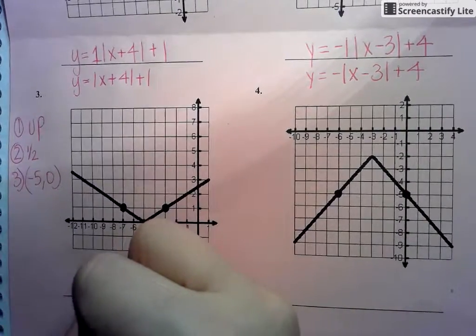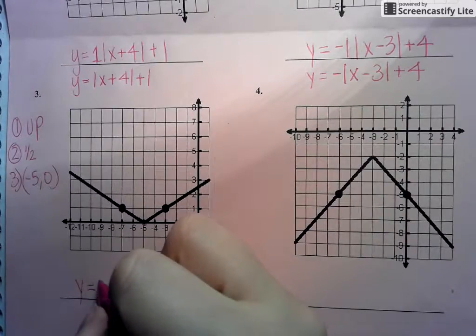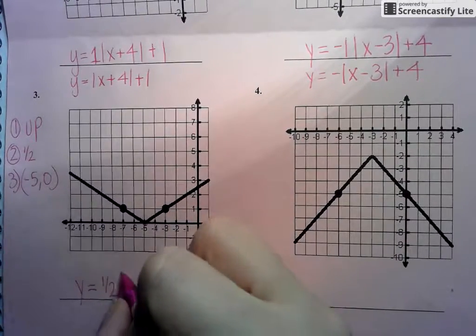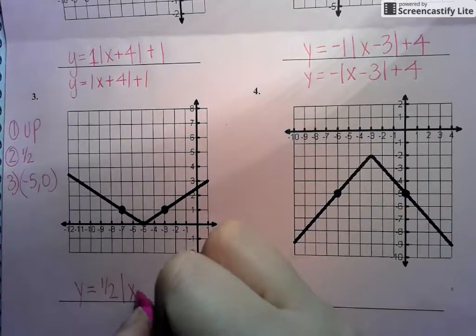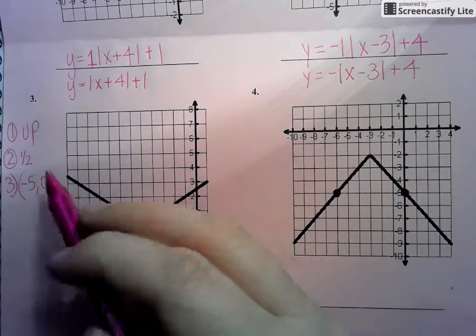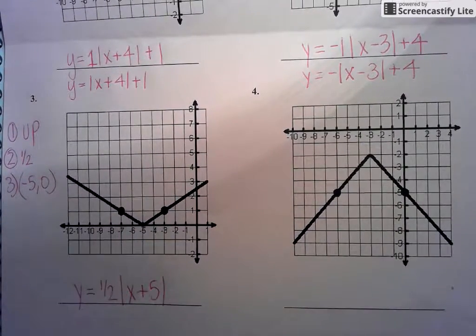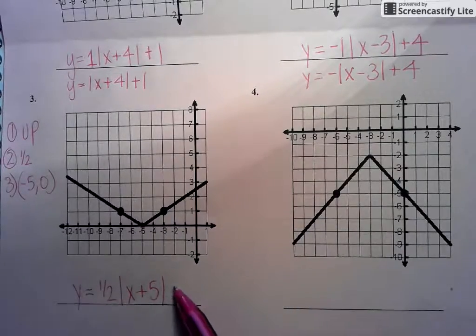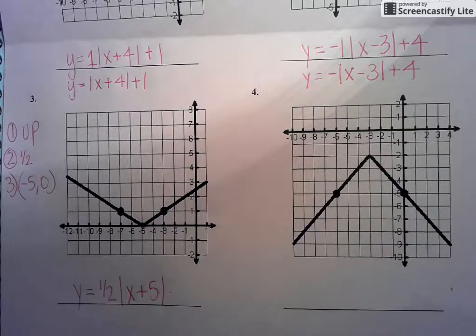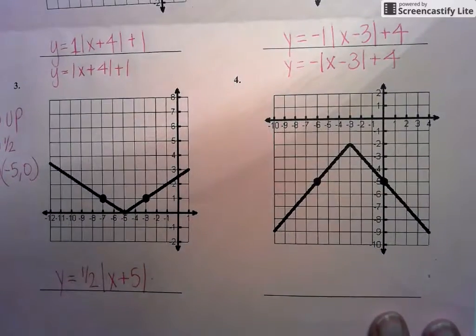So our equation is going to be y equals 1/2, because that's our A, times x plus 5, because it's the opposite of our b value, and then we don't have to write +0 because that doesn't have to be included. If you would like to add +0, that's okay, but that would be your final equation.